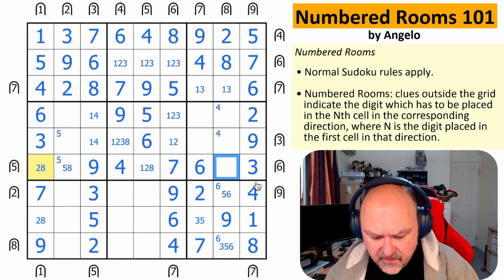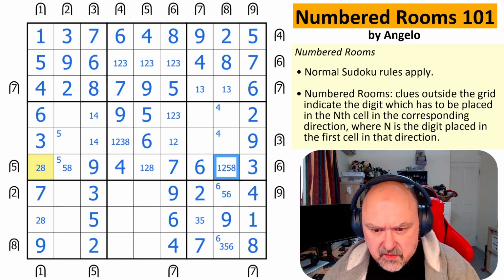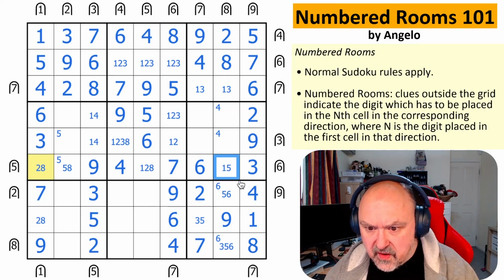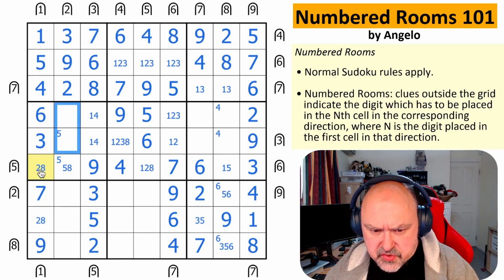This is 1, 2, 5, and 8. That's all that's left in the row, and it's not 2 or 8. So it's 1 or 5. One, 2, 5, 7, and 8. So 7 is in here.